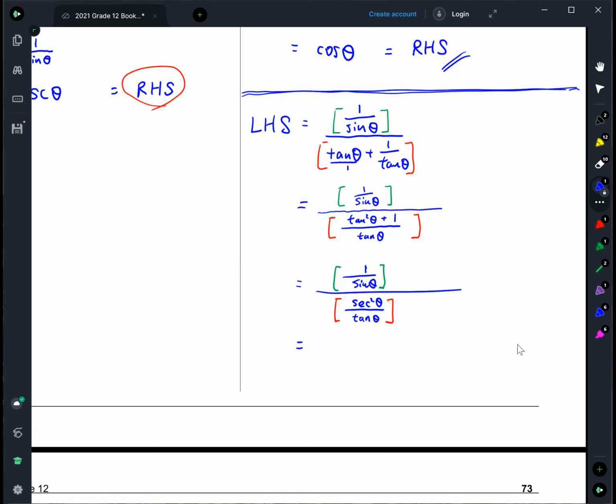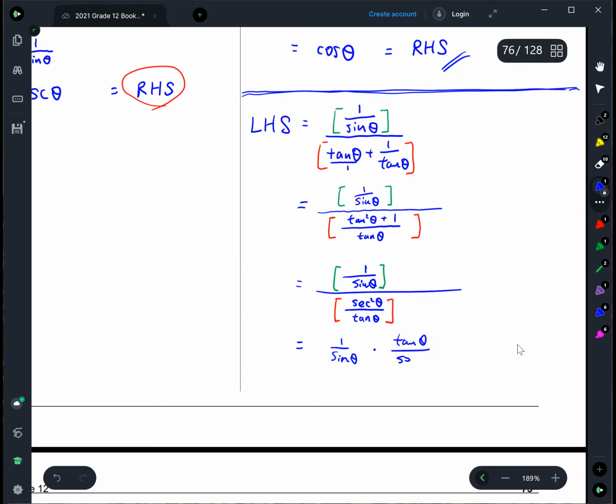Like you flip it. So, you multiply by the reciprocal. Can you tell me what to write then? So it's 1 over sine theta, and then times tangent theta over secant square theta. Yeah. Okay, thank you.